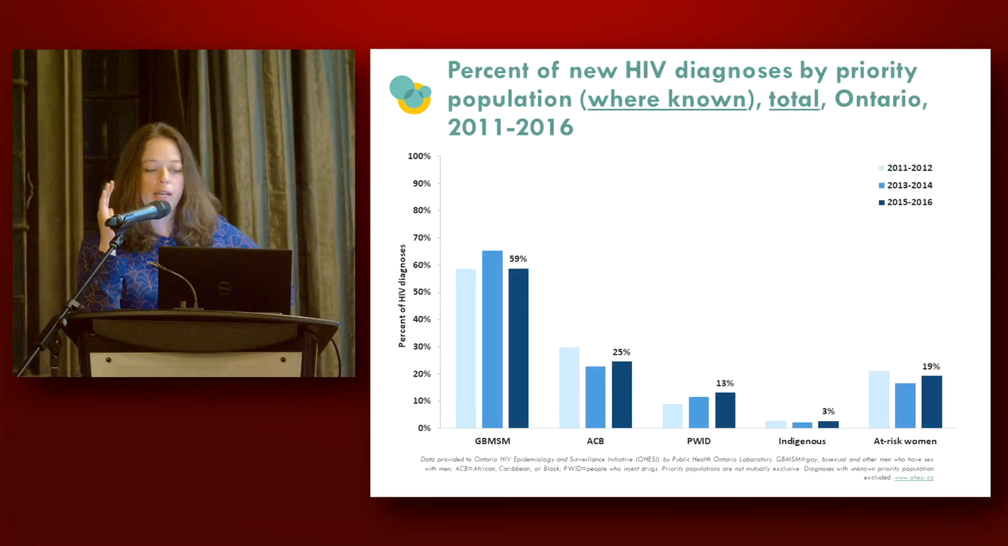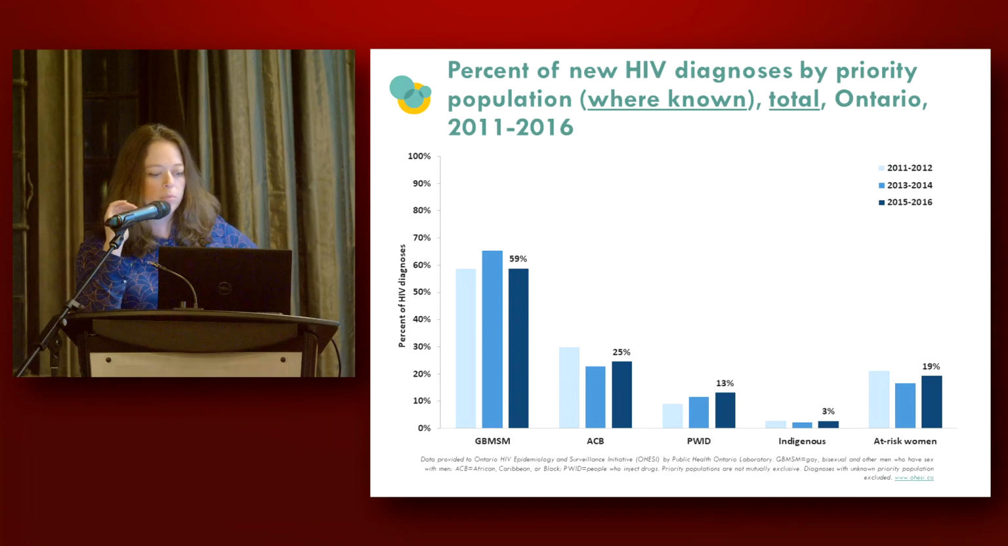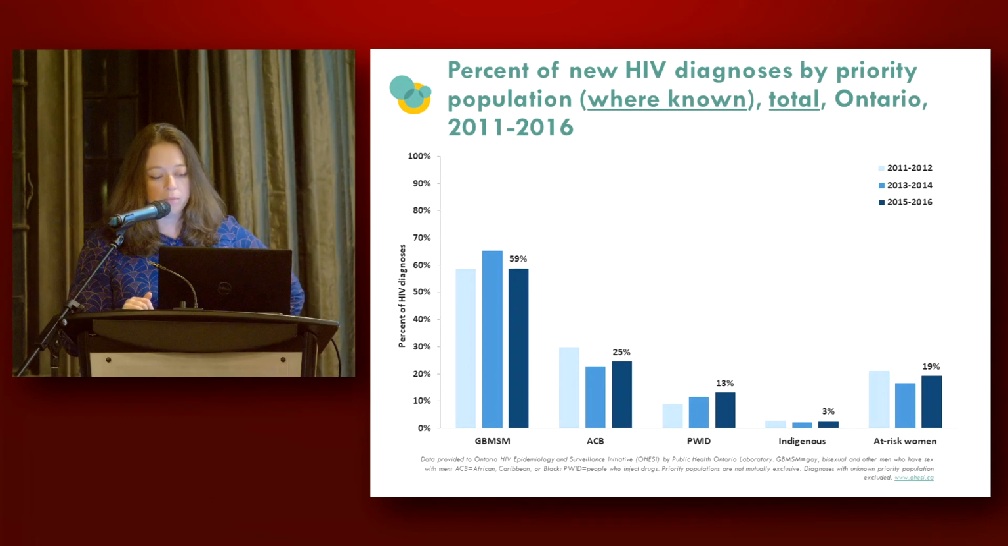So the HIV strategy in Ontario is based on priority populations. Often when we talk about HIV, we talk about exposures, but we're trying to shift that lens to thinking more about populations that are in need rather than just the behaviors that put people at risk. So when we take those priority populations across the bottom, it's hard not to use acronyms: GBMSM, gay, bi, and men who have sex with men; African, Caribbean, Blacks; people who inject drugs; then Indigenous and at-risk women.